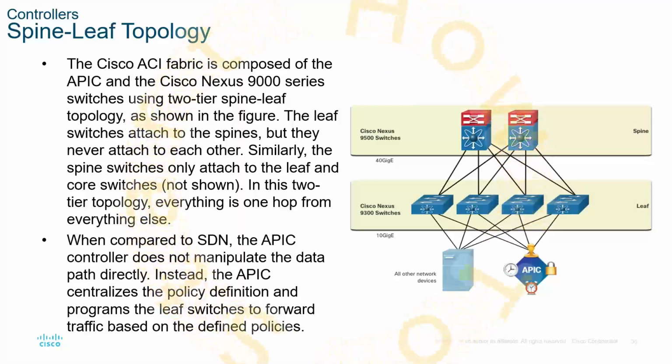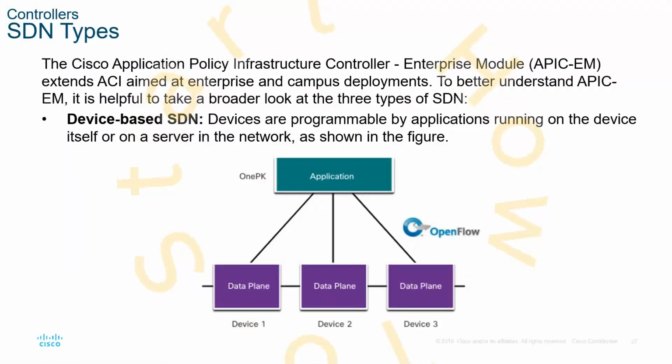When compared to an SDN, the APIC controller does not manipulate the data path directly. Instead, the APIC will centralize the policies, the definitions, and the programs the leaf switches use to forward the traffic based off of these defined policies. So here they're using policies to shape the flow of traffic. With SDNs, we have a device-based SDN, and we're going to have some type of centralized application where the data plane will still be on each device. So the devices are programmed by applications running on the device itself or on a server.